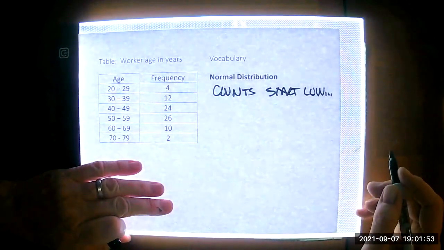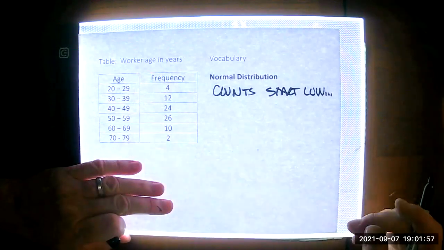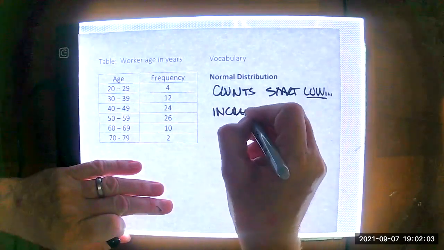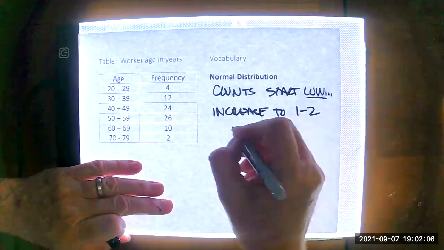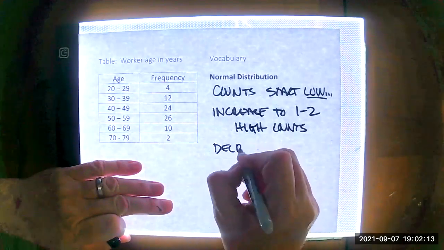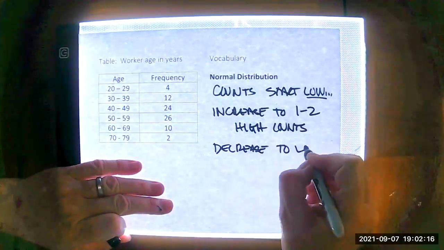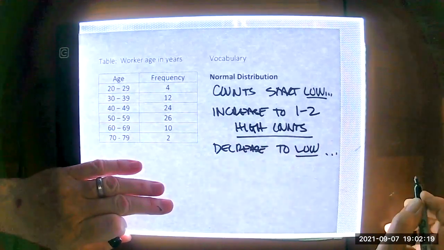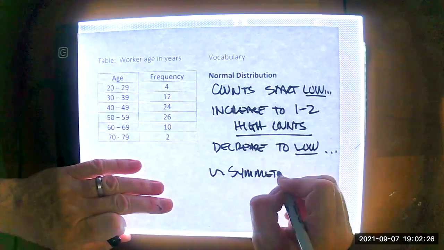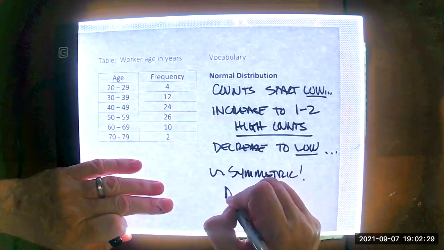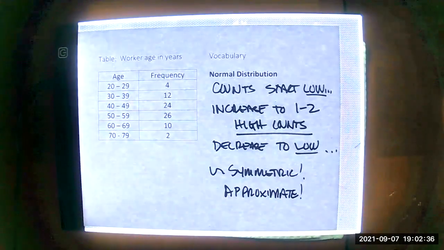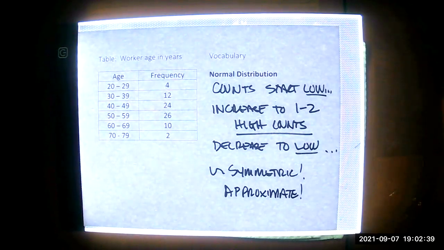Counts will start low, and low is a relative term, compared to other numbers on the table. The counts start low, they increase to 1 or 2 high points or high counts, and then they decrease to low levels. And then it happens in an approximately symmetric fashion. I can't emphasize how much this notion of symmetry is really an approximation.